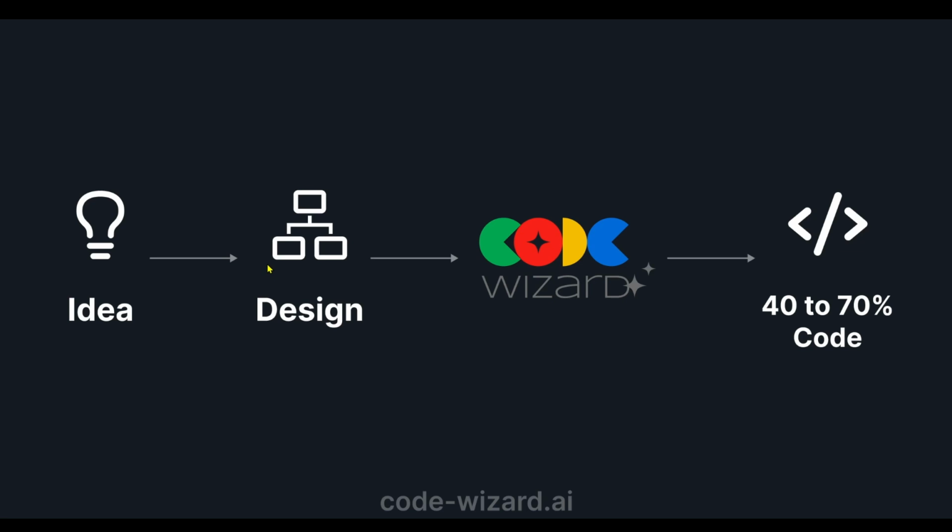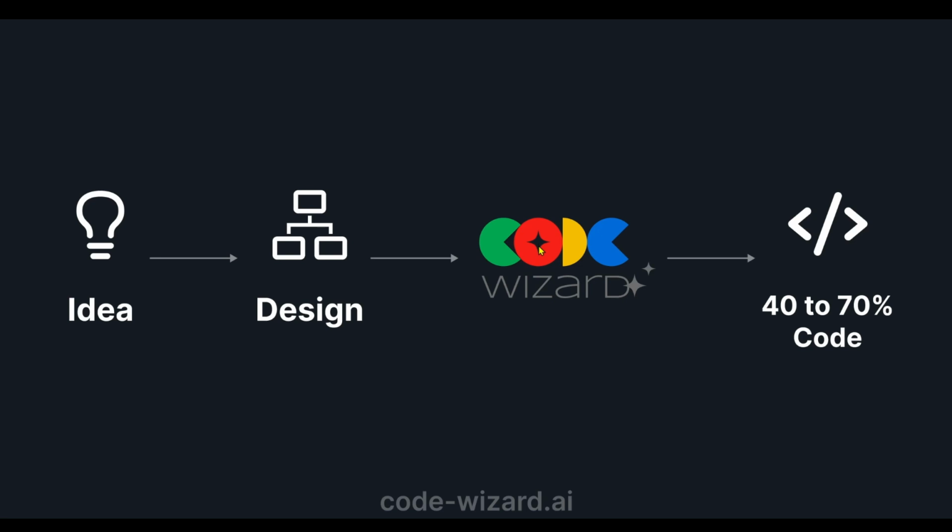So before we get started, let me just give you a quick idea of how Code Wizard works. Let's say you have an idea for an application and you've generated a few requirements. You take these requirements and you convert them into the form of a design. It could be a UML model or a flowchart. And then this design is pushed into Code Wizard.